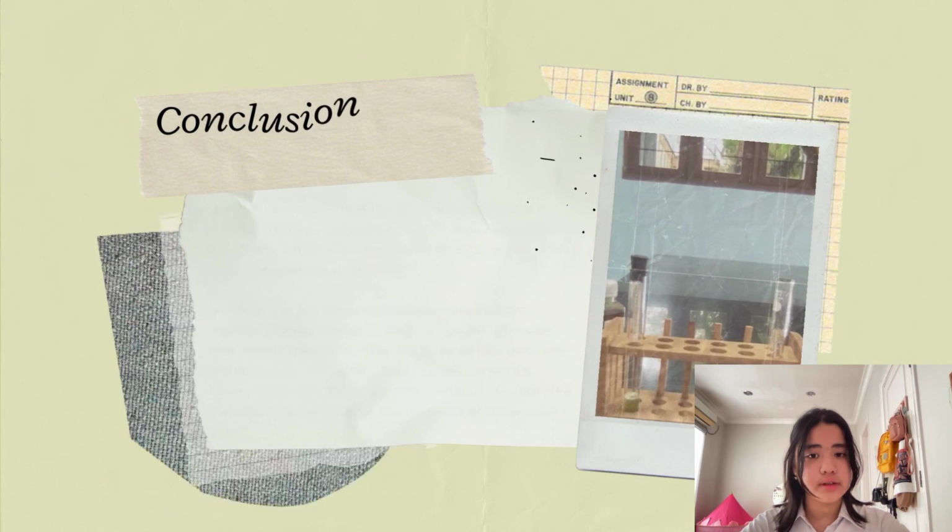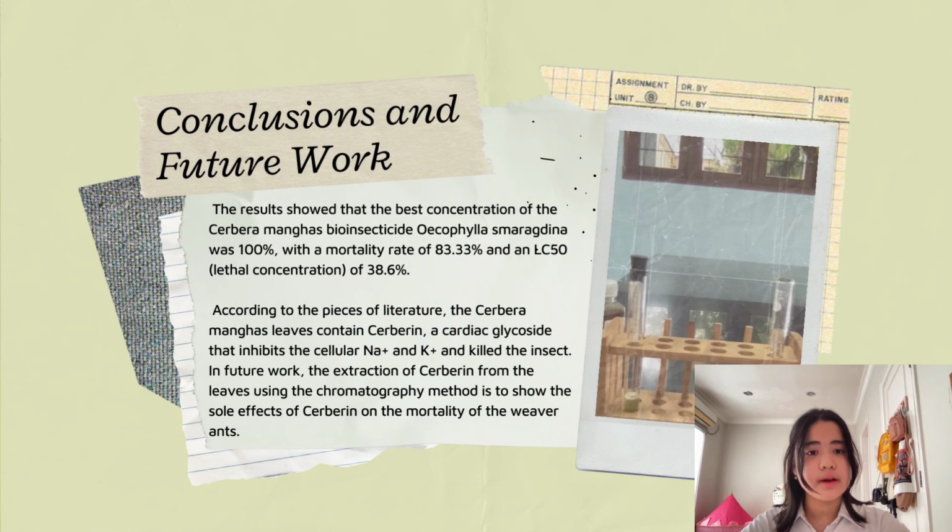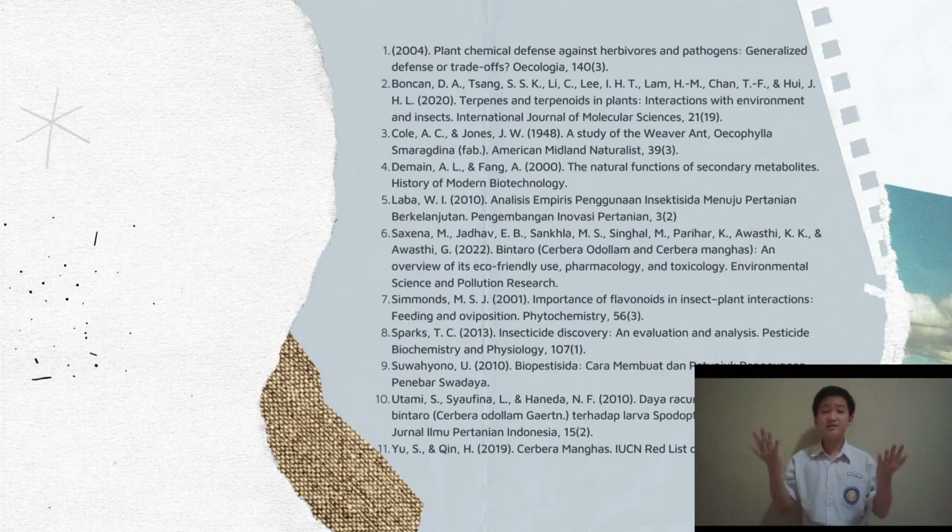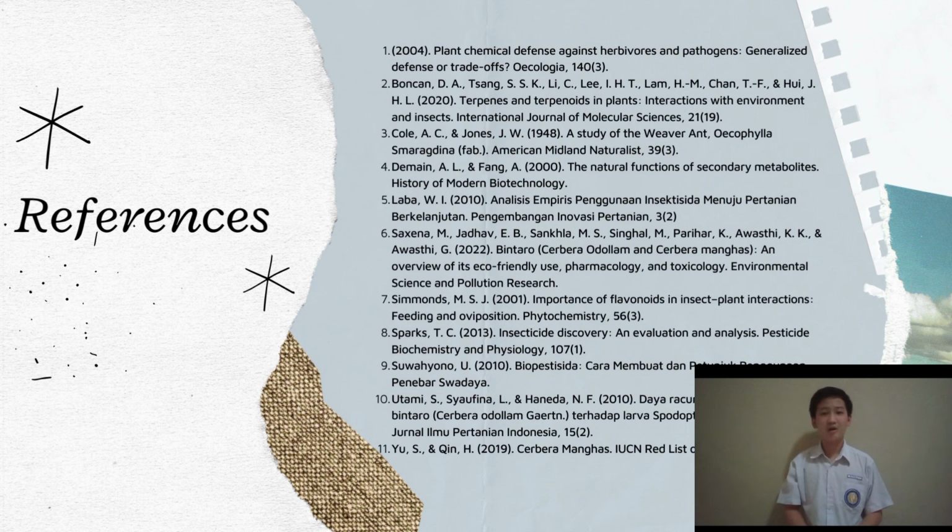So it can be concluded that the best concentration of Cerberin leaf extract as a bioinsecticide of Oecophylla smaragdina ants is 100%, with the highest mortality of 83.33%. In addition, the LC50 of the extract was also obtained, which was 38.6%. From the conclusions obtained, we suggest to conduct the extraction of Cerberin, a cardiac glycoside, which can be done using chromatography. And here are the references we use for our research.